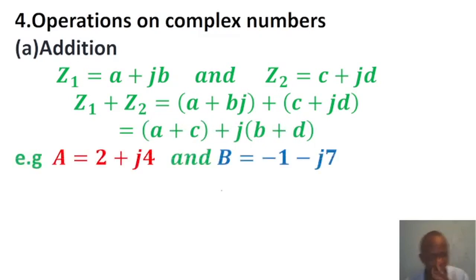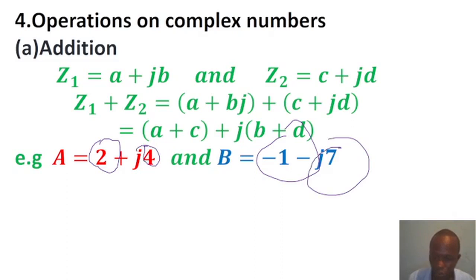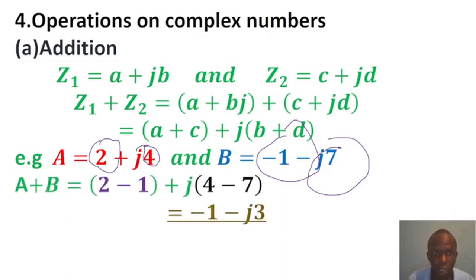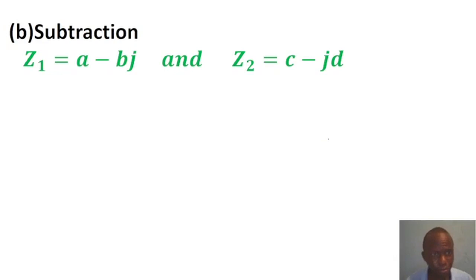Then we collect the like terms together. So an example like a is equal to 2 plus j4 and b is equal to negative 1 minus j7. We are just going to collect this 2 and negative 1 together, same to this 4 and negative 7 together, as shown. a plus b is equal to 2 minus 1, like that, then get the final answer. So let us go to subtraction.